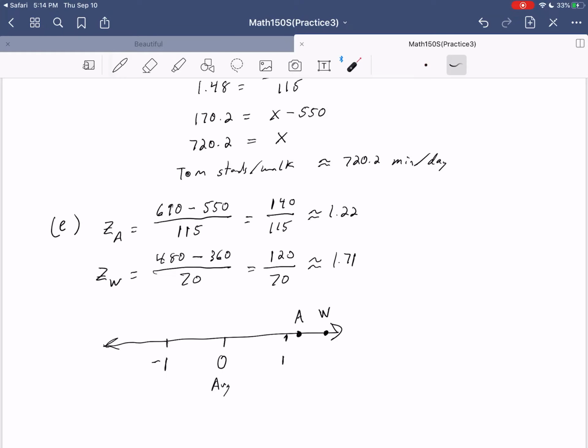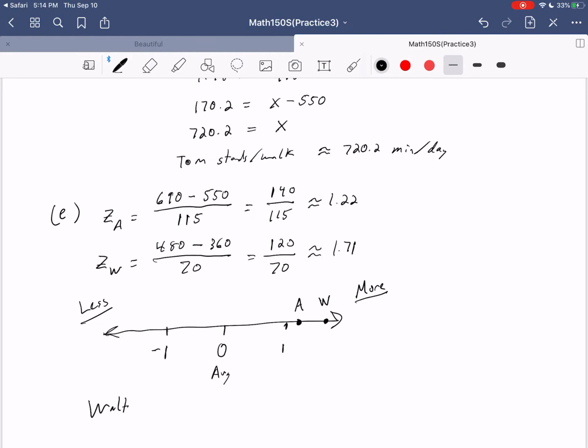Now, in terms of the time you spend walking or standing, it's saying who walks or stands more relative to their group. So, of course, this would be more here because you're further above average, and this would be less over here if you were below the average. So we can see that even though Walter only stands for 480 minutes per day compared to 690, he is further above the average relative to the standard deviation for his health group. So we would say Walter stands or walks more relative to his health group.